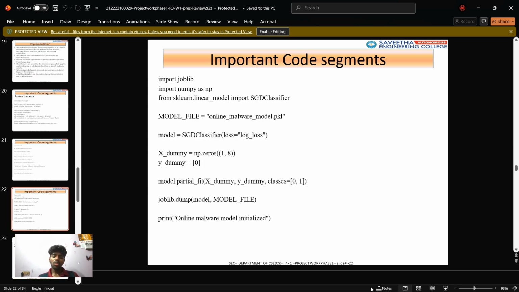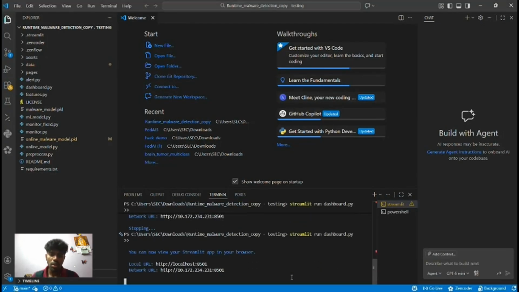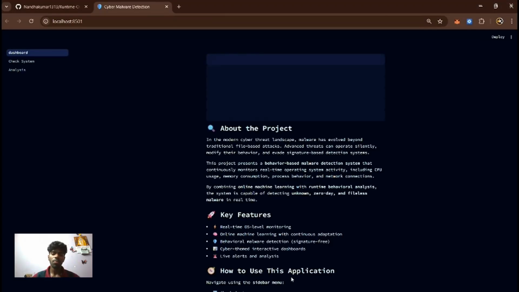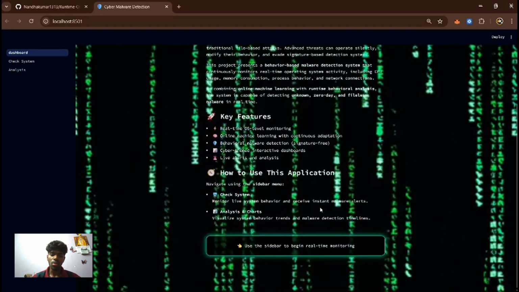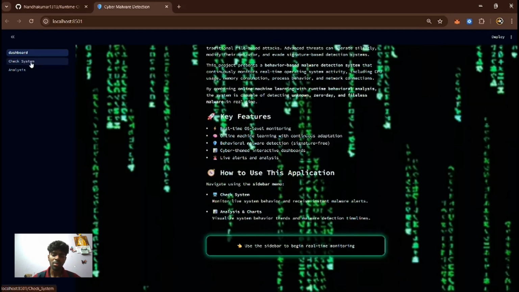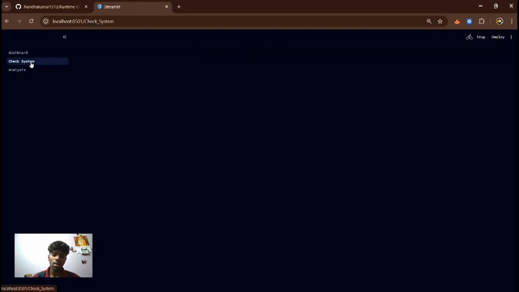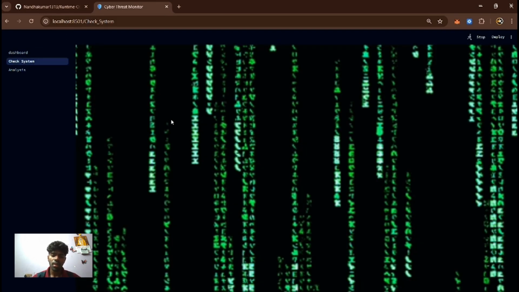So now let's move on to the demo part. How our system really works in real time. Now let's check the implementation part. So this was the interface of the dashboard, how it looks and the information that has been given. Now we go to the detection part.